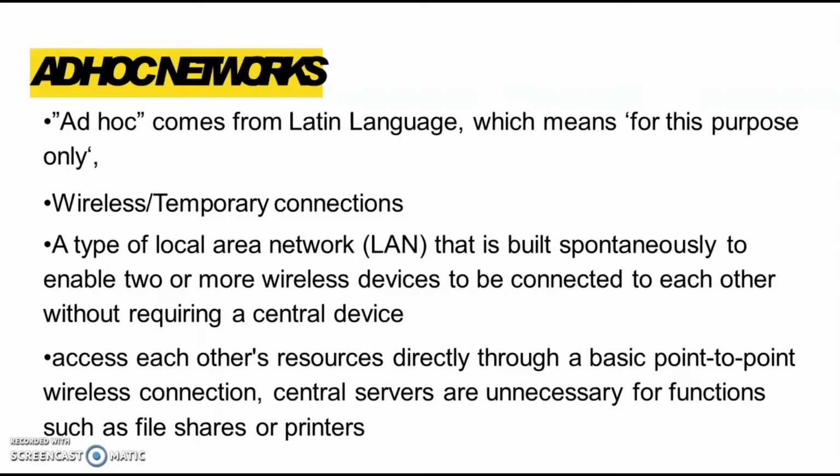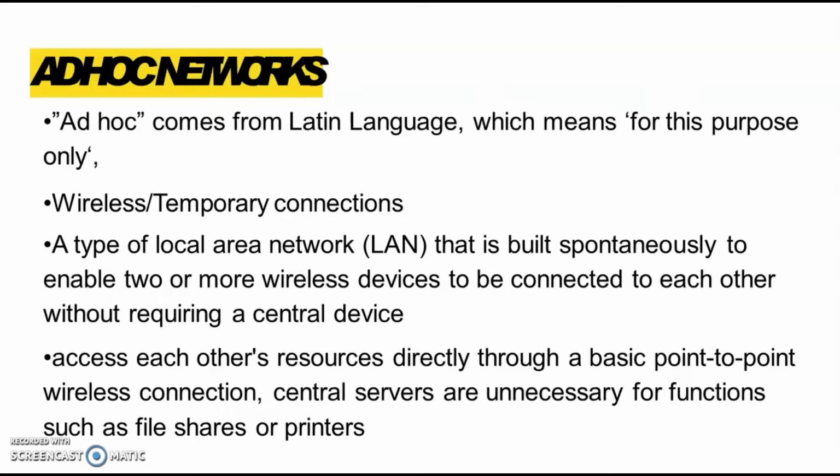This Ad Hoc comes from the Latin language, which means for this purpose only, for a particular purpose. So if we establish or install a network for a particular purpose, that kind of network is called Ad Hoc network. It is otherwise called a wireless temporary network. It will be used for temporary connections. And also, this is a type of local area network that is built spontaneously to enable two or more wireless devices to be connected to each other without requiring a central device.